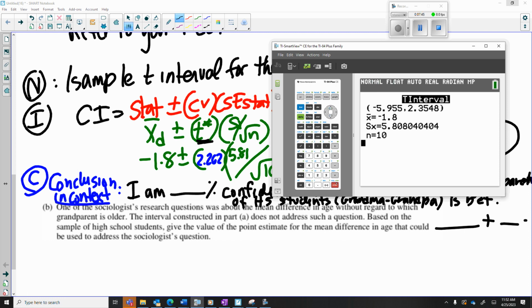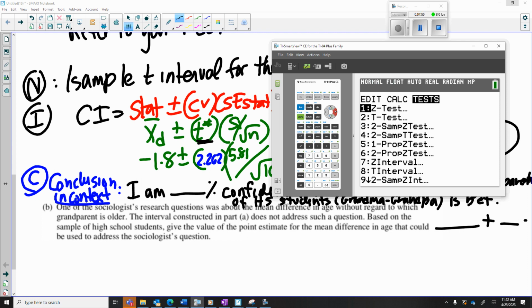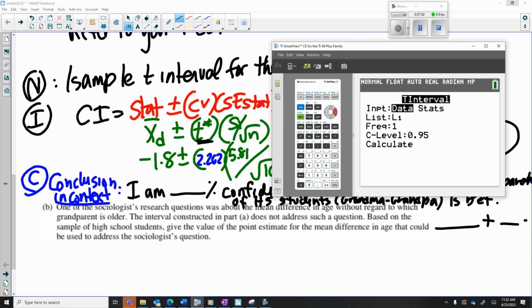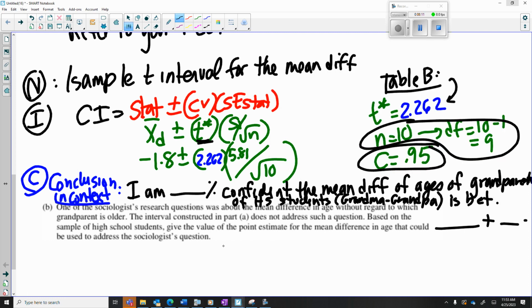But let's say I didn't have the data in my list. I could press stat, test, and I could choose number 8 again, t interval, and I could choose stats, and I could just type in the x bar by hand, negative 1.8, and the s value, which is the standard deviation of the sample, by hand, and I should get the same interval doing it this way, but this is not rounded, so it's a little more accurate. So I end up getting an answer of negative 5.9555, comma, 2.3548.